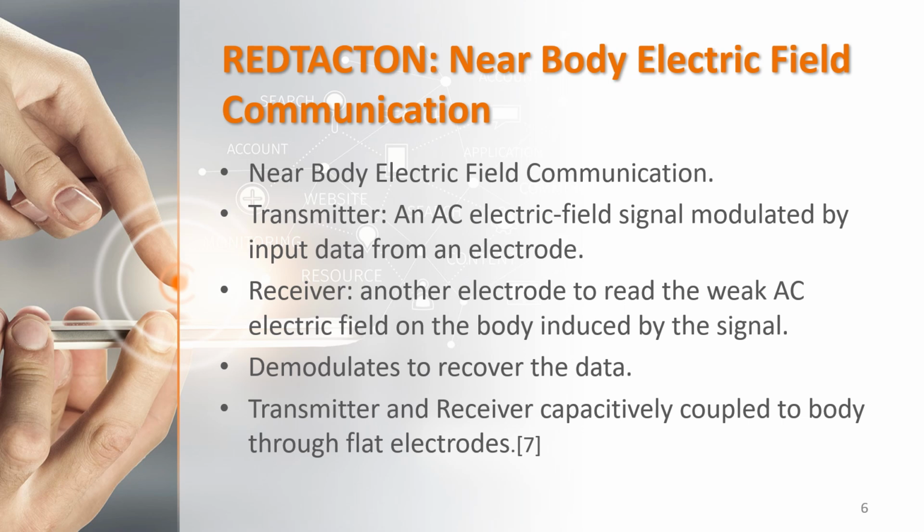Near body electric field communication. RedTacton, as mentioned, revolves around near body electric field communication. The transmitter uses an AC electric field signal which is modulated by the input data from the electrode. The receiver is another electrode that is used to read the weak AC electric fields on the body induced by a signal. This demodulates the recovered data. Transmitter and receiver are capacitively coupled to the body through flat electrodes.